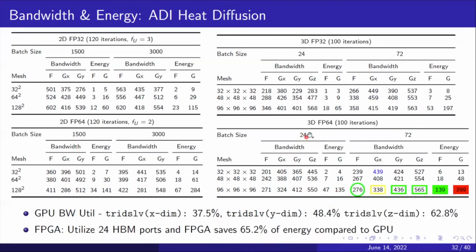And for the 3D application double precision case, FPGA's bandwidth slightly dropped to 276 gigabytes per second, because here we only have 3 compute units. GPU's X bandwidth was higher, but for the largest configuration it dropped to 338 gigabytes per second. But Y and Z bandwidth remain at a good level, 436 and 565. When it comes to energy consumption, FPGA saves 65.2% of energy consumed by GPU.